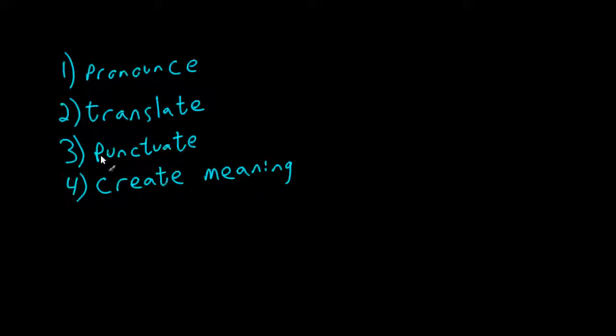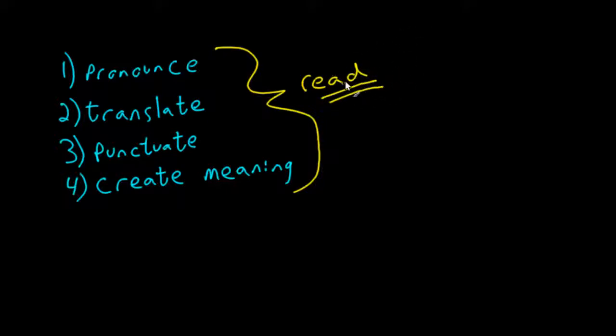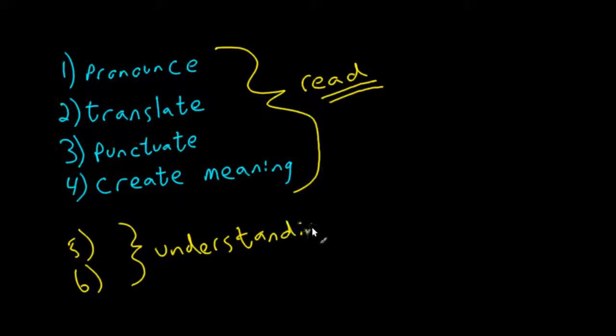And this ties in a little bit to the punctuate step, but now you want to try and figure out what it is actually saying. And if you can do these 4 steps, you can successfully read a piece of Gemara. Okay? You can read it, and then the next 2 steps are understanding it in more depth. Those are what steps 5 and 6 are. But we're going to focus on the reading aspect.